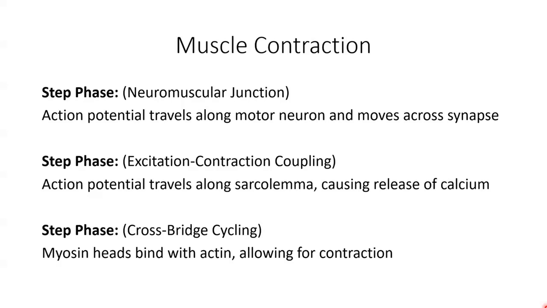And then phase 3 of muscle contraction is cross-bridge cycling, and this happens when the calcium that has been released during excitation-contraction coupling moves tropomyosin away from the myosin binding site on actin, and the myosin and actin can actually bind, forming cross bridges, which allows the muscle to contract or to shorten.